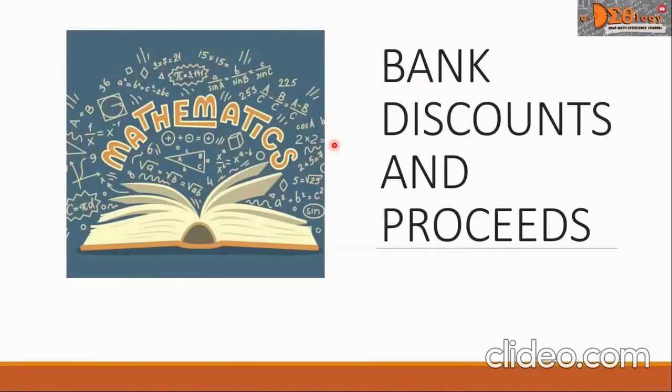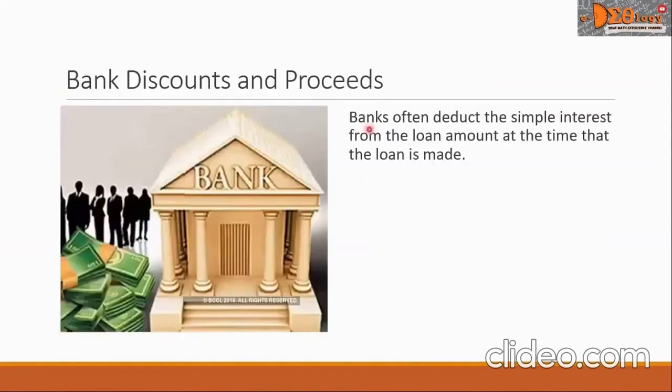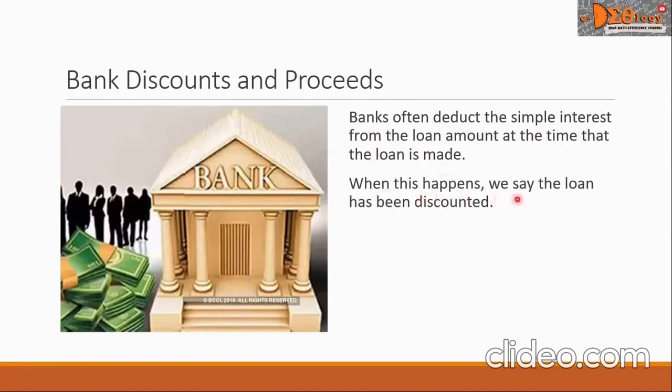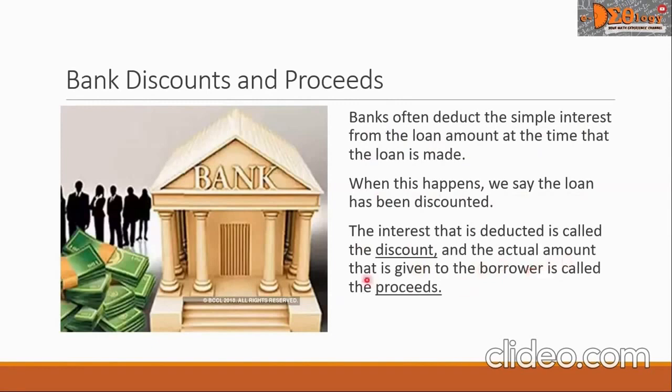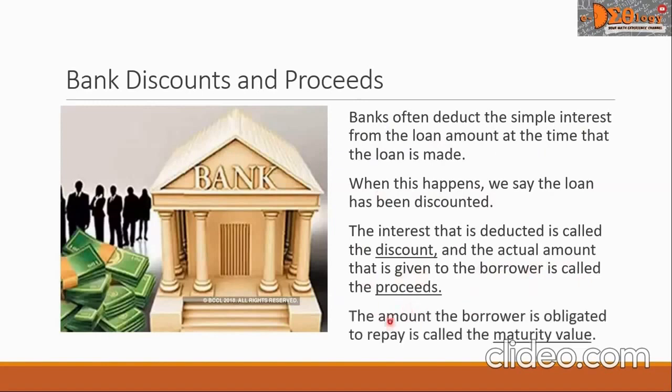Hi everyone. Today we're going to study bank discounts and proceeds. Banks often deduct the simple interest from the loan amount at the time that the loan is made. When this happens, we say the loan has been discounted. The interest that is deducted is called the discount. And the actual amount that is given to the borrower is called the proceeds. The amount the borrower is obligated to repay is called the maturity value.